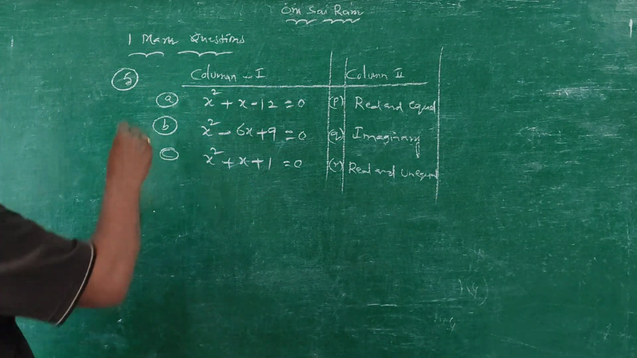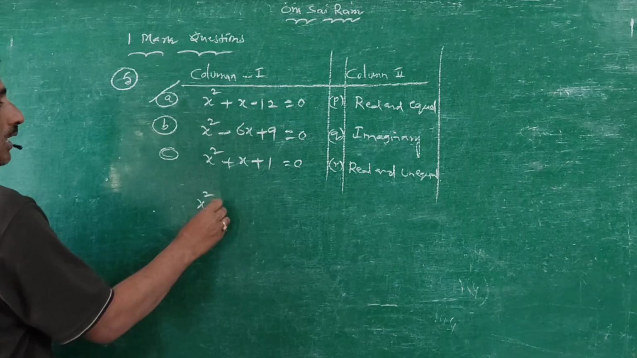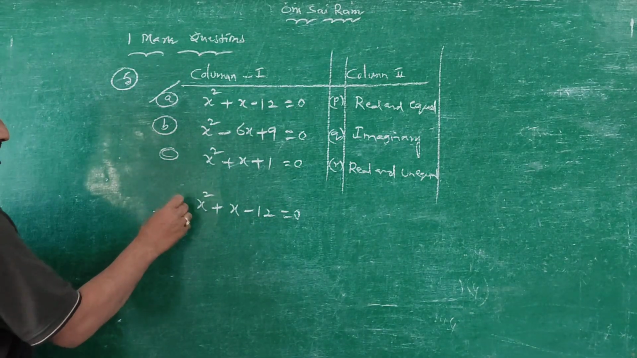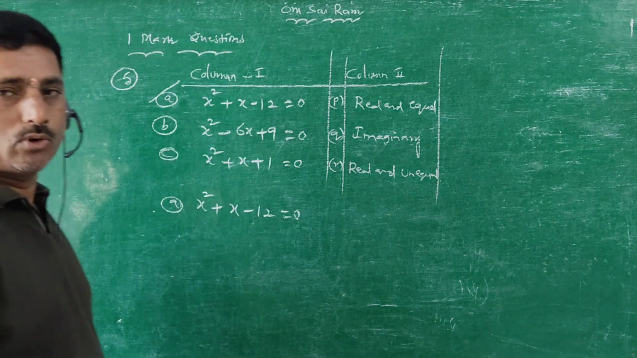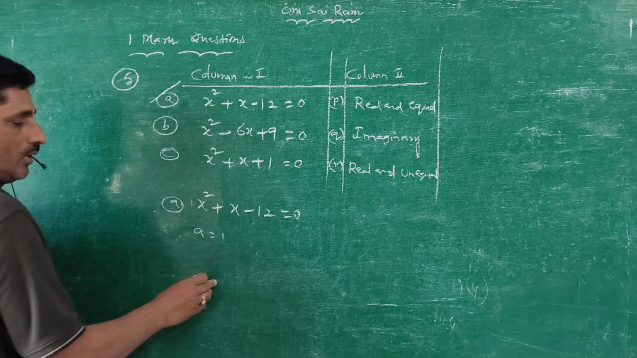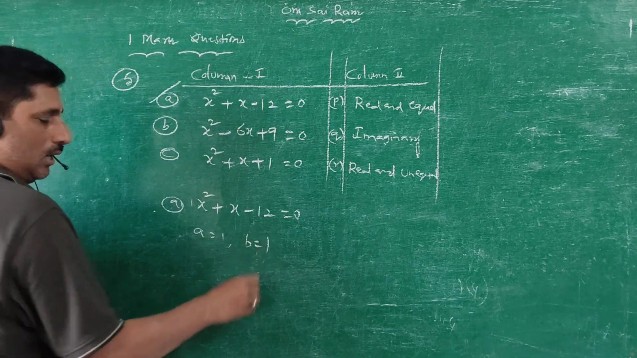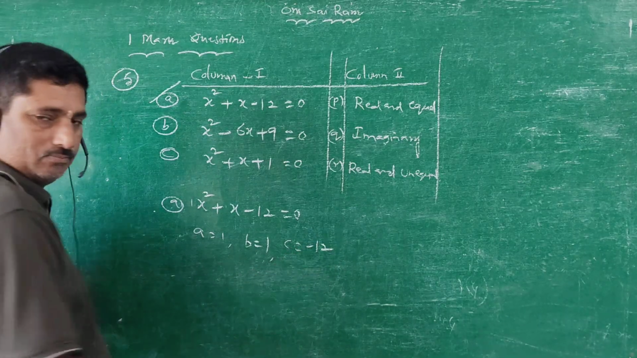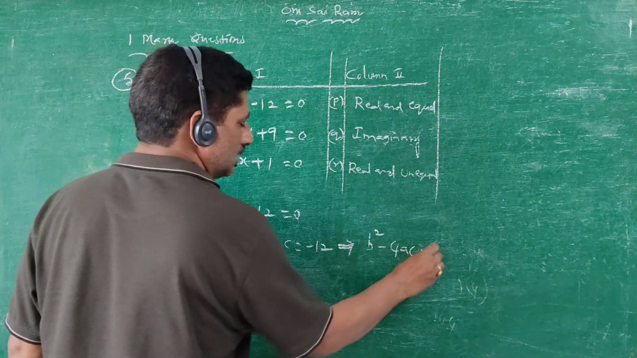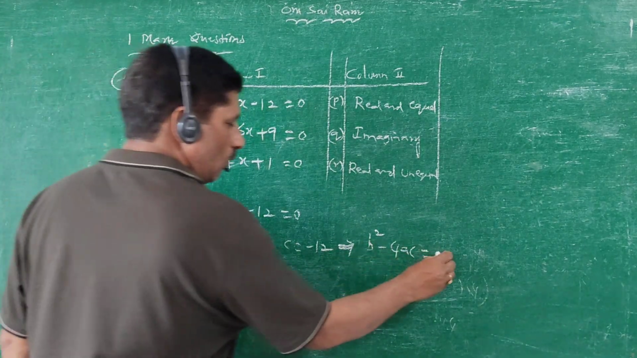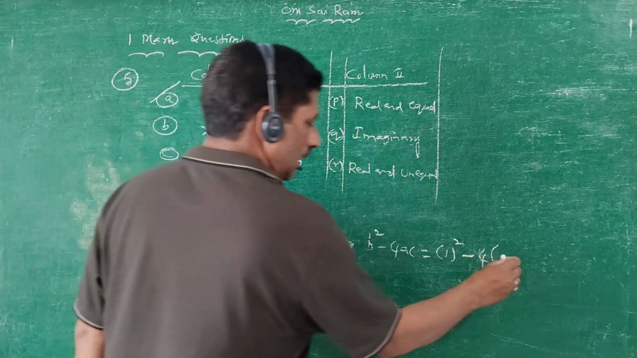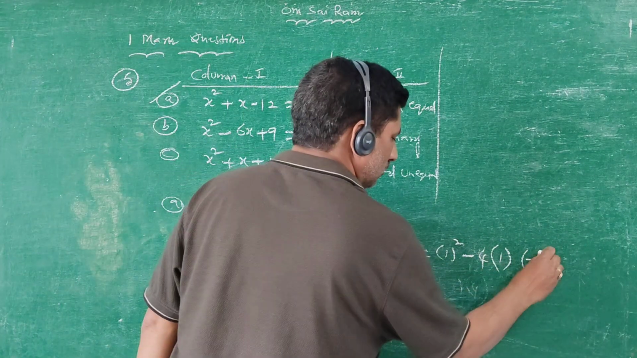Okay, first I have to take the first equation, x square plus x minus 12 equals 0. By comparing this equation with the standard form ax square plus bx plus c equals 0, a value is 1, b value is also 1, c is equal to minus 12. Then I have to find b square minus 4ac, the delta value. What is b here? 1 square minus 4. What is a value? 1, and c value minus 12.